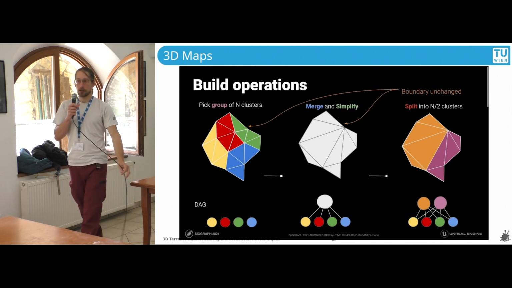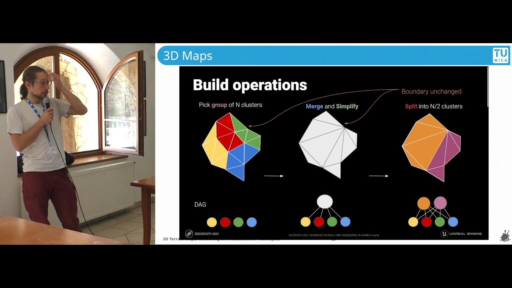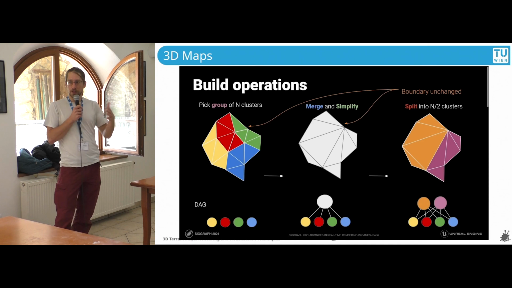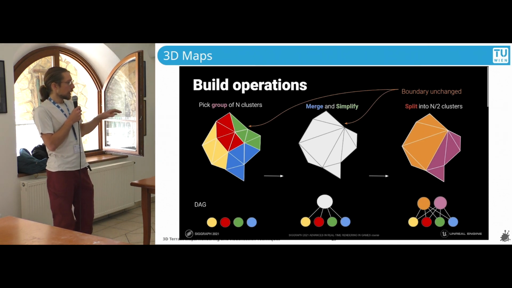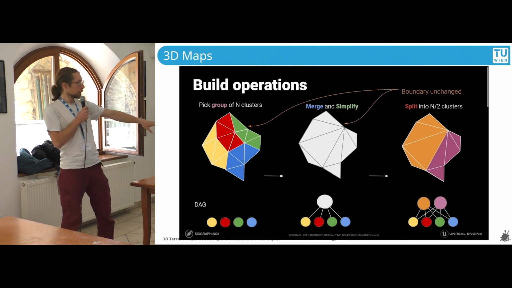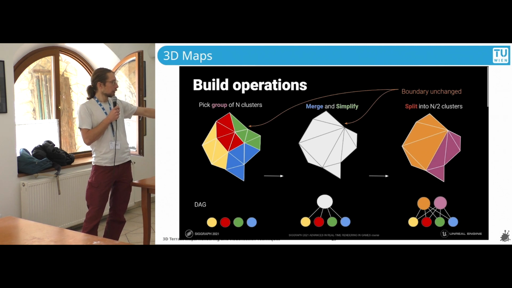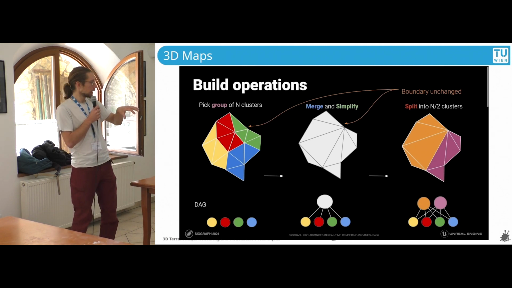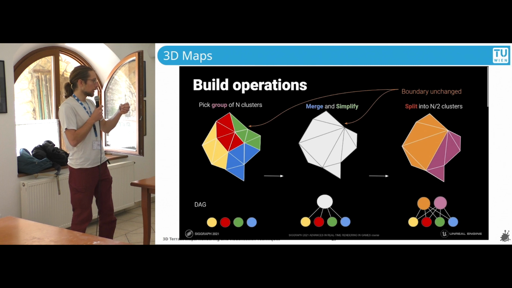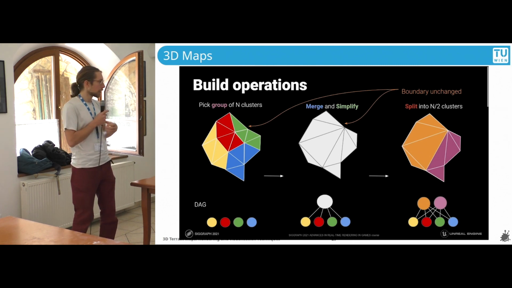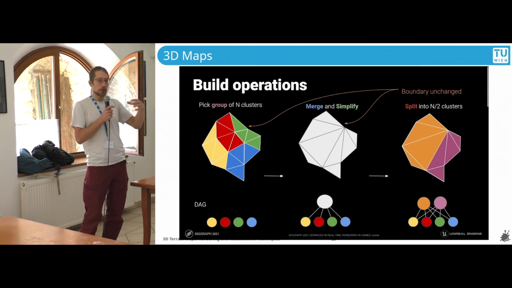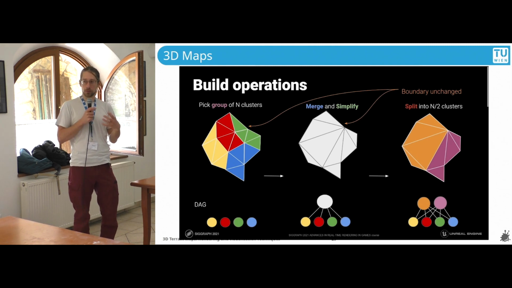And this is about the same thing, but in a bit more detail. So how to create a next zoom level. In the higher zoom level, you pick a group of n clusters. Each cluster is such a triangle patch, and you pick a group of them which are connected. Once you have selected them, you merge all of them, and then you simplify within this group.